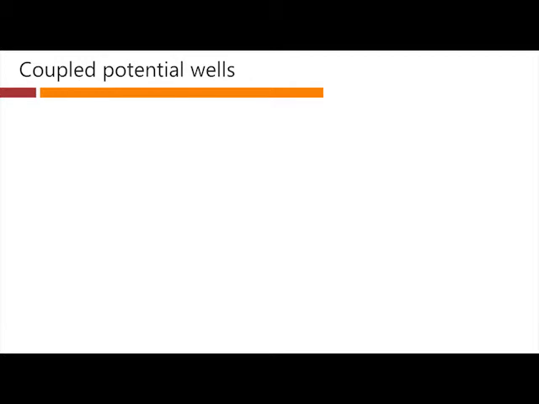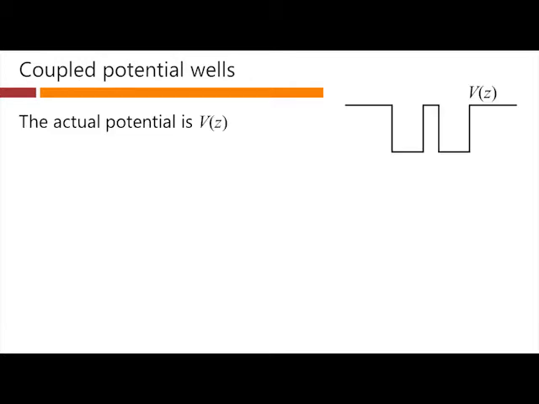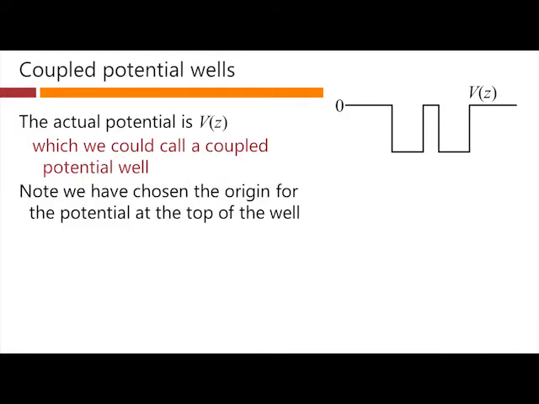Now our actual potential, of course, is this one with the two wells in it, and we're calling this V of z, this entire potential here. And we could call this a coupled potential well. Note, incidentally, we're going to choose our energy origin at the top here. Of course, we can always choose this energy origin wherever we wish, and it's just going to make our algebra a little simpler here. If we choose the 0 here, so this would be some negative energy, and this would be some negative energy. We can always do that. It's always a choice we can make.